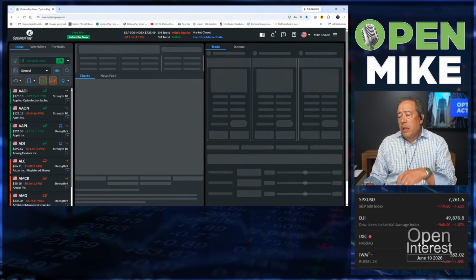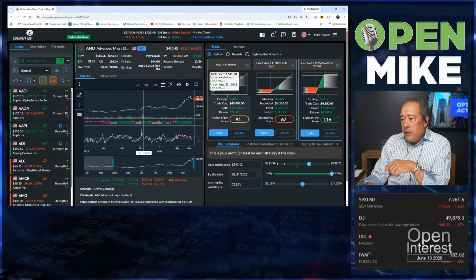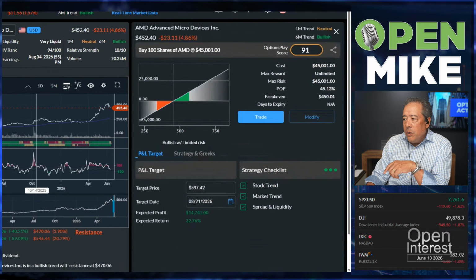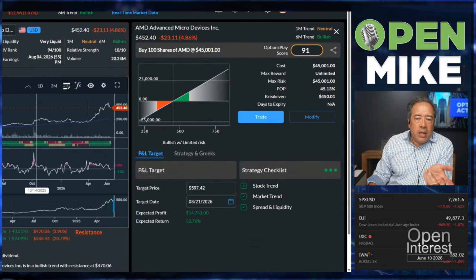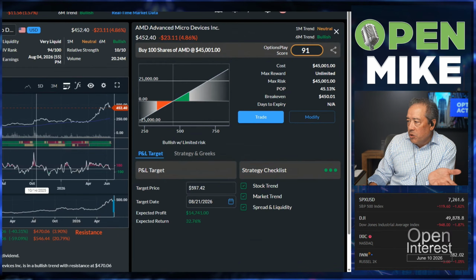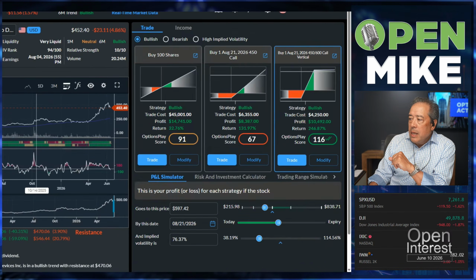So if you look at the panes over here on the right-hand side, this is a stock position, right? So you can buy 100 shares and you get a payoff that looks like this. Everybody is familiar with the payoff. If it goes up 1%, you make 1%. It goes down 1%, you lose 1%. Pretty easy, pretty straightforward. Okay.